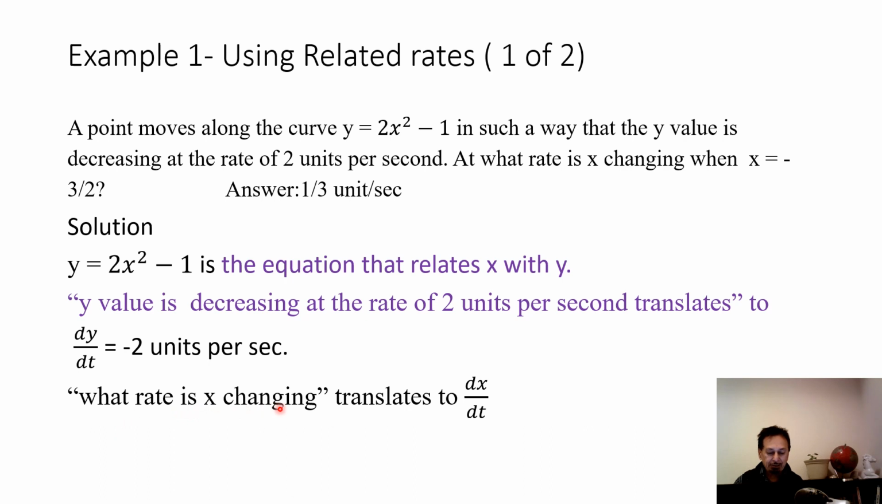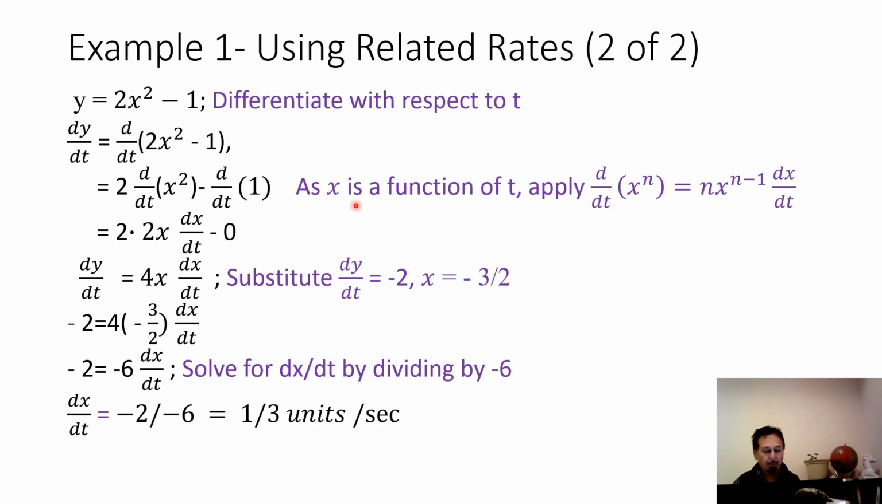At what rate is x changing? That will translate to dx over dt. Now we differentiate the equation with respect to t. So y becomes dy over dt and equals d over dt of 2x squared minus 1. Then we apply the sum difference rule of differentiation. We break it down into two derivatives: 2 times d over dt of x squared minus d over dt of 1.